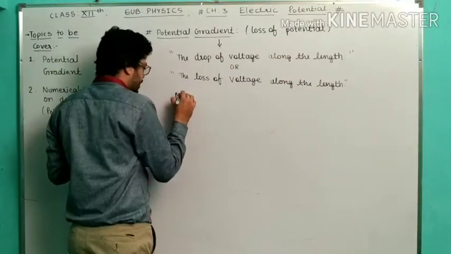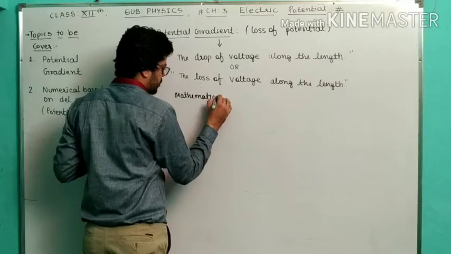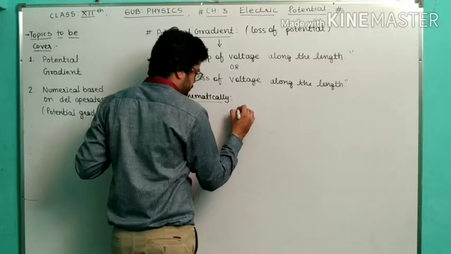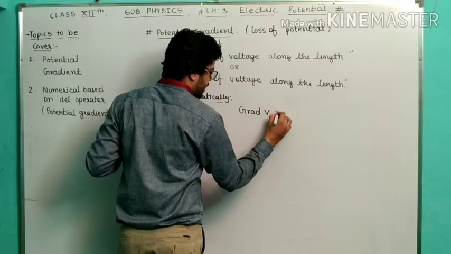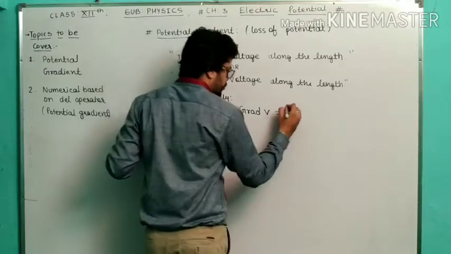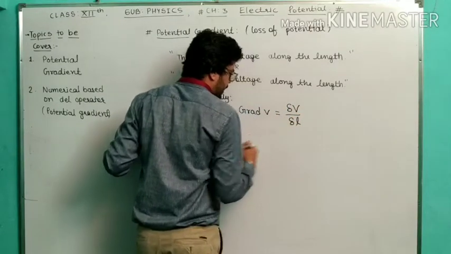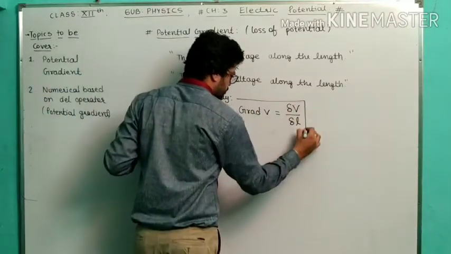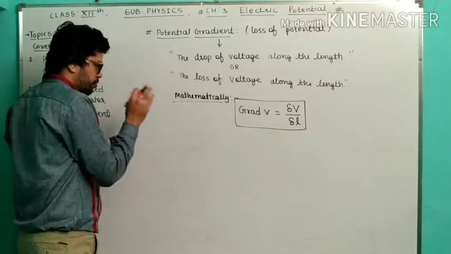and mathematically it is: potential gradient V is equal to del V upon del L. So this is the mathematical expression. Another very basic understanding we are going to use here.